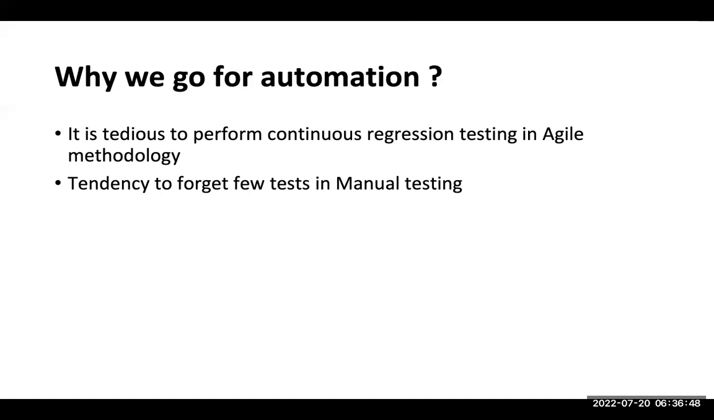Like initially, we collect the requirements only once. Once we collect, we start developing the product. Once we develop, it will be moved to testing. And once the testing is done, it will be moved to production. This was the process. This we call it as waterfall model. Only once we do everything. But now we follow the agile methodology.